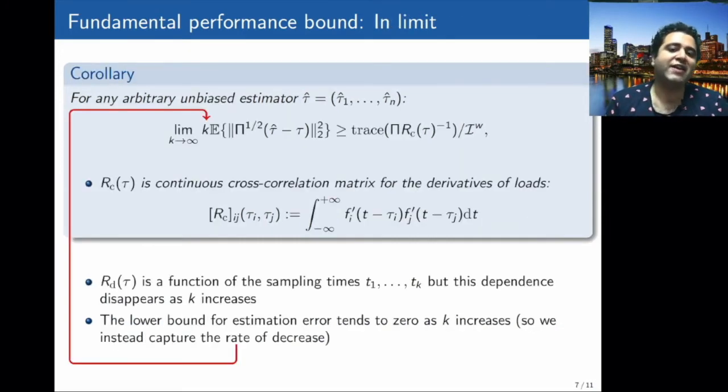In the limit, we are getting a lot of regular measurements of the consumption of the household, the aggregate consumption. The lower bound that we showed earlier is going to go towards 0, so we can look at the rate of decrease of that lower bound, and that rate will be very similar to the previous lower bound. Instead of having R_D, which was the discrete cross-correlation matrix, we are going to have a continuous cross-correlation matrix, R_C. It's interesting because this lower bound becomes independent of the times that we took the samples. So when we are getting a lot of measurements, the sampling times don't really matter.